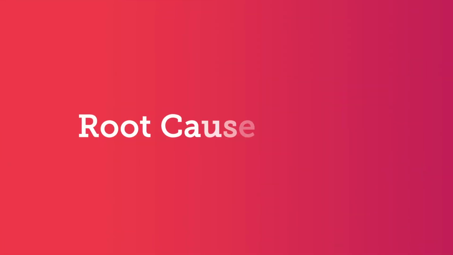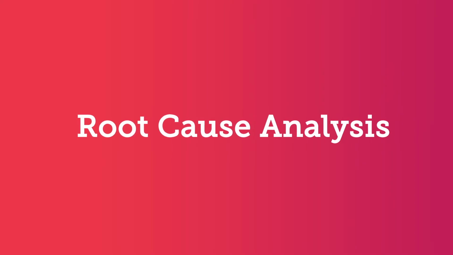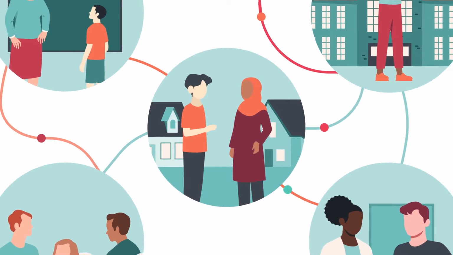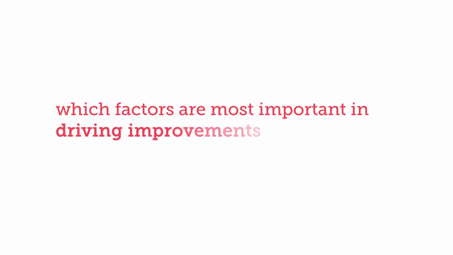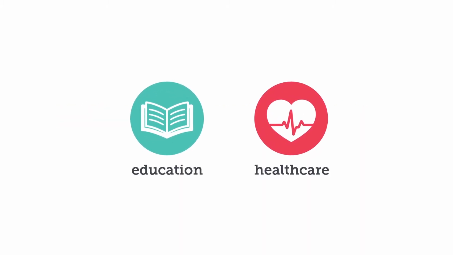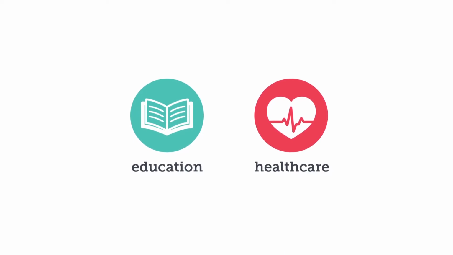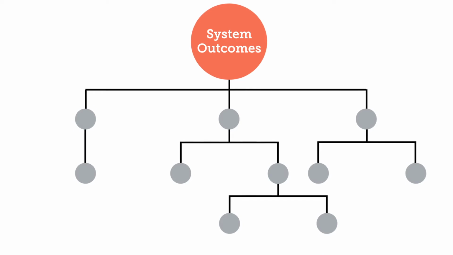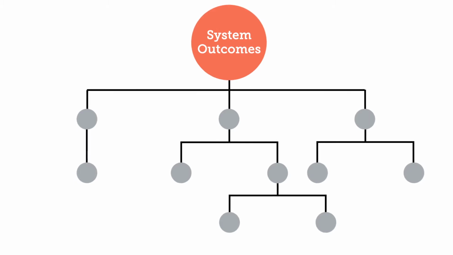In the Shift approach to improvement, you'll learn how to use root cause analysis to identify factors contributing to inequitable outcomes in complex systems, as well as how to determine which factors are most important in driving improvements. When it comes to a complex system, like education or healthcare, multiple factors drive inequitable outcomes. That's why systematic analysis of the root causes is a critical step to identifying the solutions for improvement that are likely to be the most impactful.